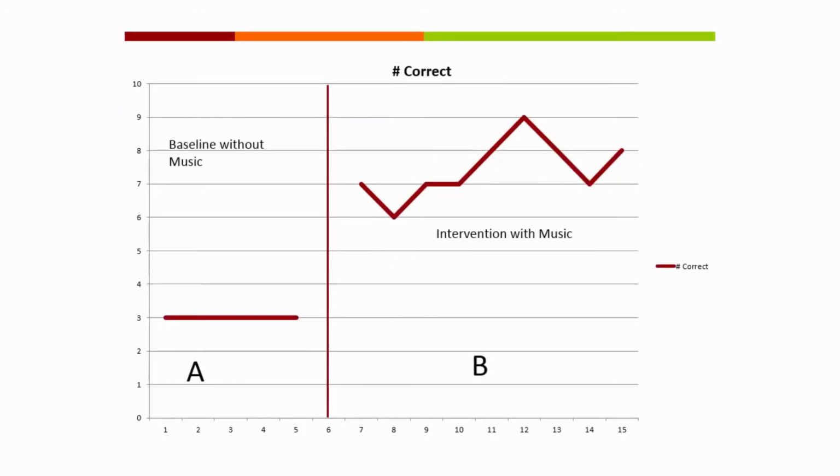Now, it's an easy example of someone doing math problems, and without music, they're getting about 3. You can see they've got 5 data points there where they got 3 right every time. We added music, and all of a sudden they started improving. So if we were going to look at this, we'd say, was there a change? Well, visually, absolutely there was a change. From the baseline where the individual only got 3 problems correct to the music where they got more problems. I mean, at one point they even got 9.